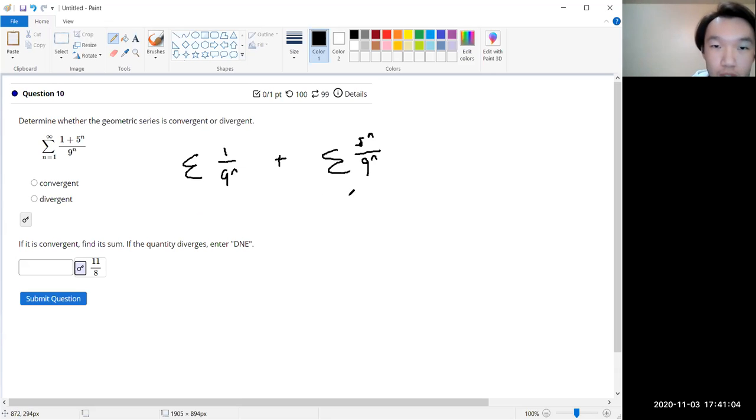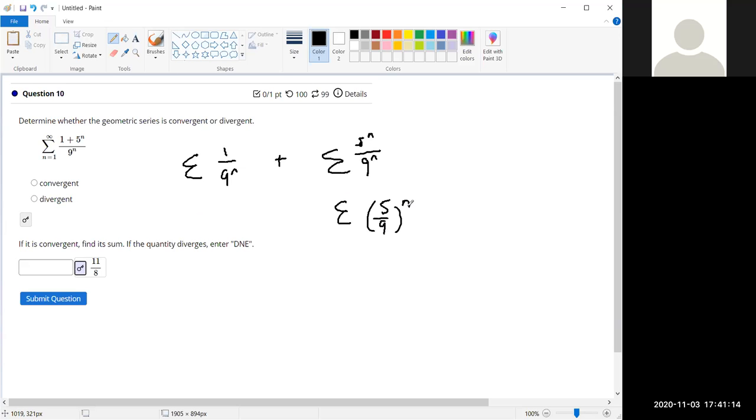All right. Well, the one on the right you can write as 5 over 9 to the n, right? Yeah. So then this is in the form of a geometric series? Yeah, it's in the form. Okay. Let me just double check. So the index here is 1, and then goes to infinity.